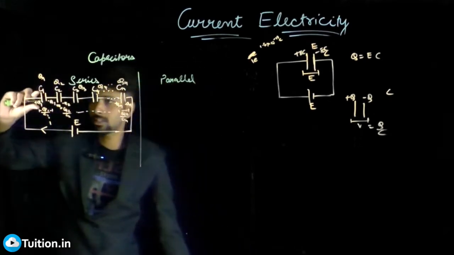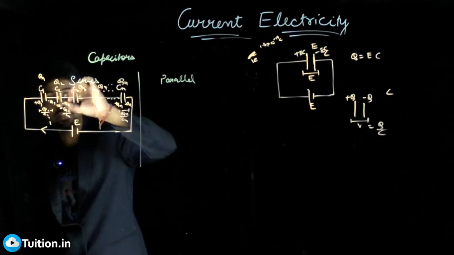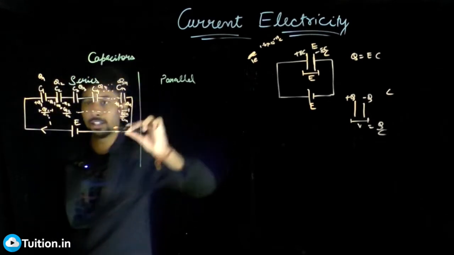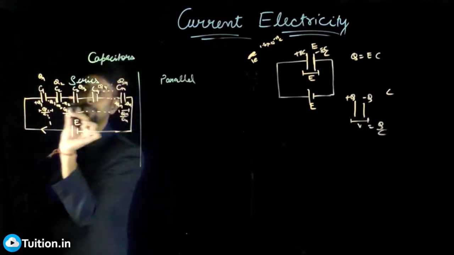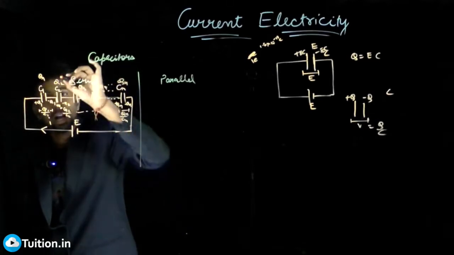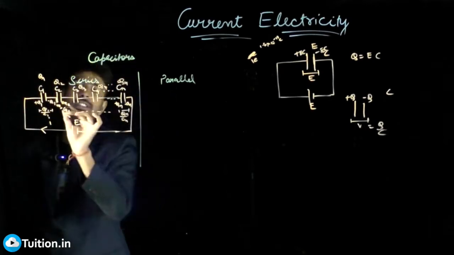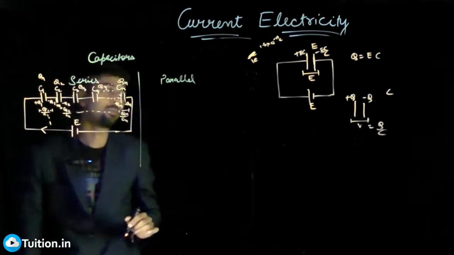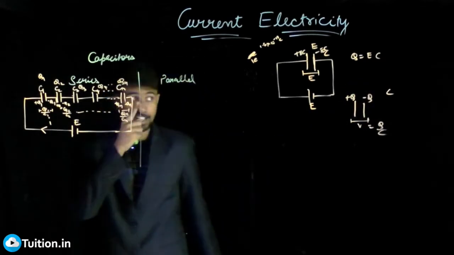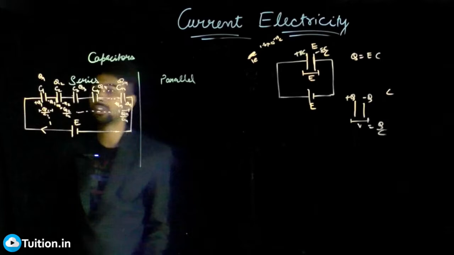Now, because this plate is at a positive terminal and this is at a negative one, if you move along this path and apply Kirchhoff's law, you are moving from a higher potential plate to a lower potential plate. Again here you are moving from a higher potential plate to a lower potential plate. For all the capacitors you are moving from a higher potential plate to a lower potential plate, because the positively charged plate is at a higher potential than the negatively charged plate. That's the convention that we follow.